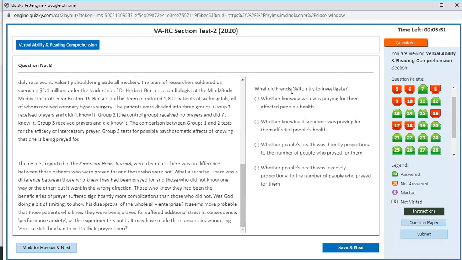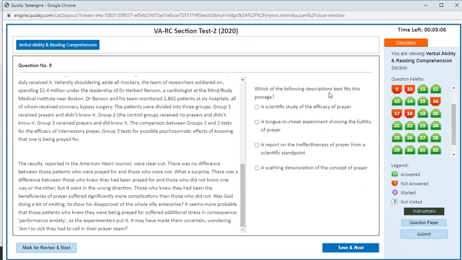What did Francis Galton try to investigate? Whether knowing if someone was praying for them affected people's health. Whether people's health was directly proportional to the number of people who prayed for them? Not the number, no. Whether people's health was inversely proportional to the number of people who prayed for them? No, not the number. Whether knowing if someone was praying for them affected people's health, B is the answer.